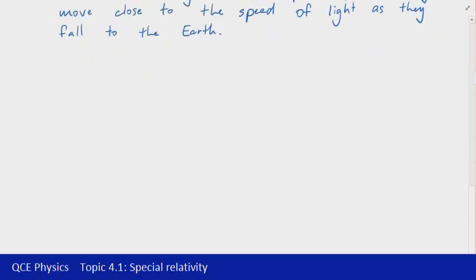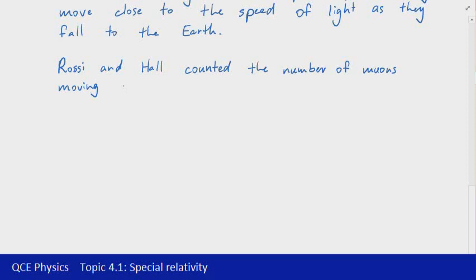In their experiment, Rossi and Hall measured the number of muons that were passing a detector at a height of about 2,000 meters. It was a little bit less than that. They actually conducted it on the top of a mountain, and by counting the number of muons per hour, they weren't really looking at how long the muons were existing. It's more just detecting how many muons were present at that altitude.